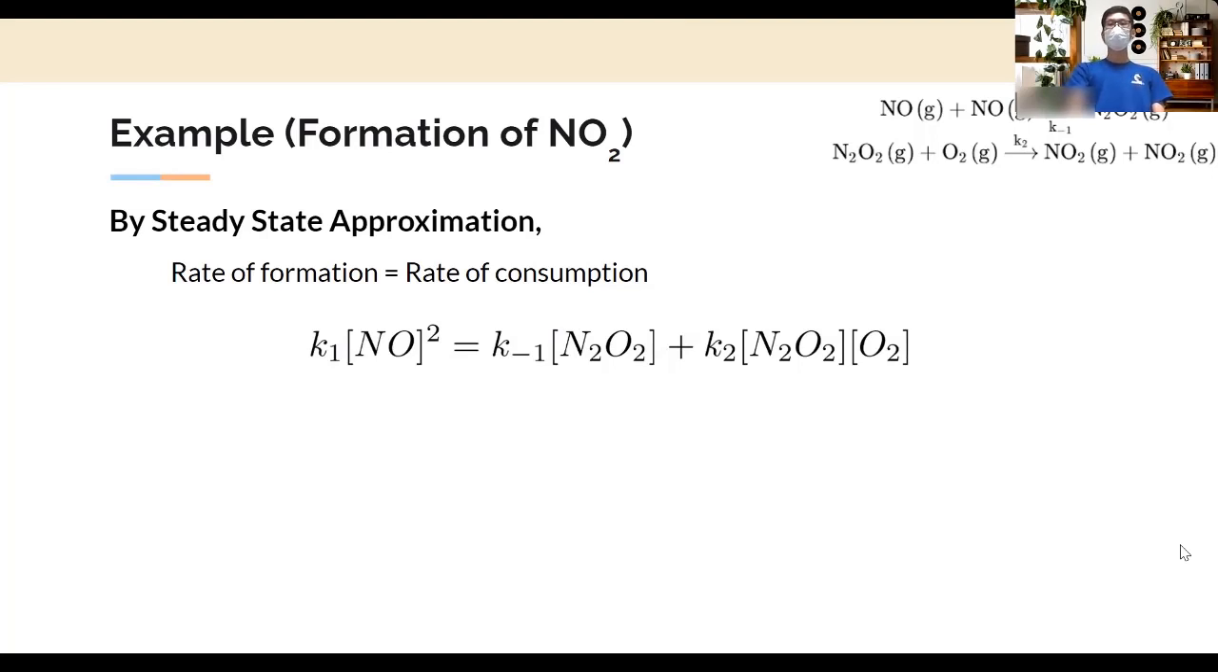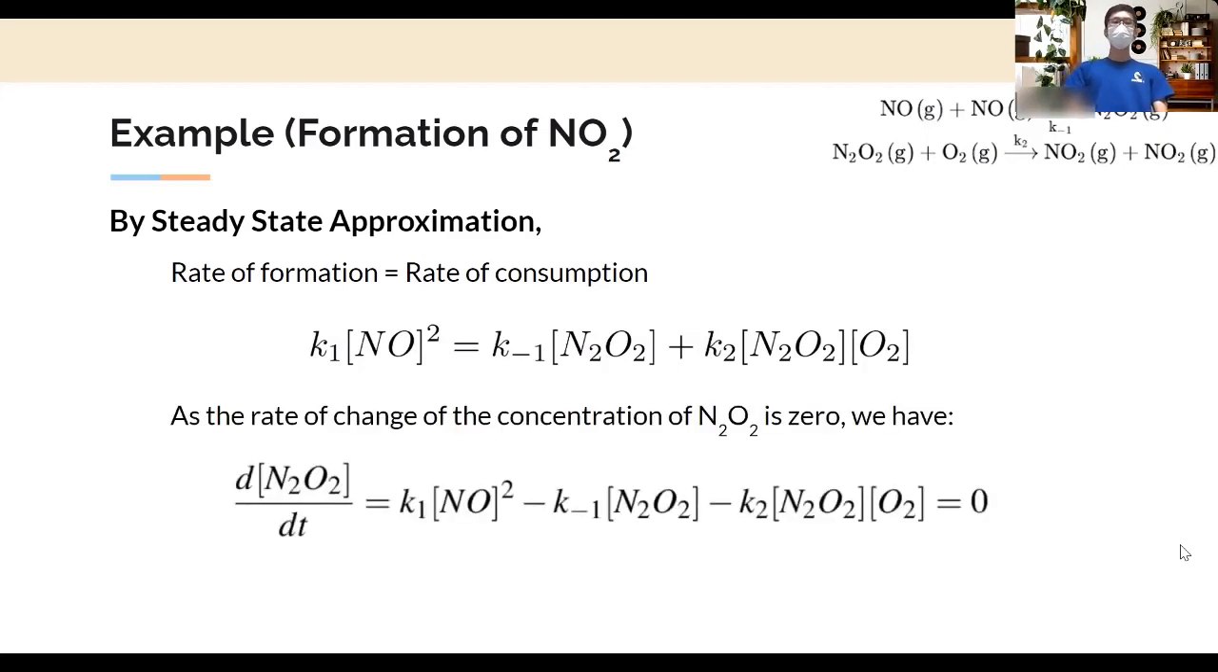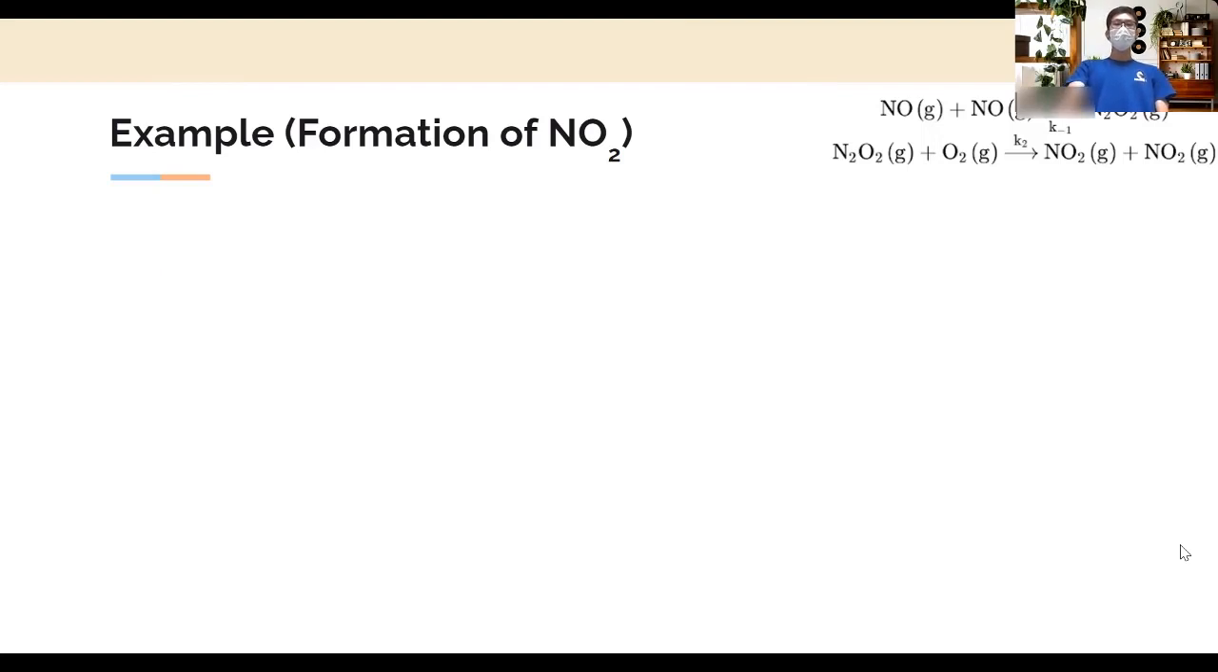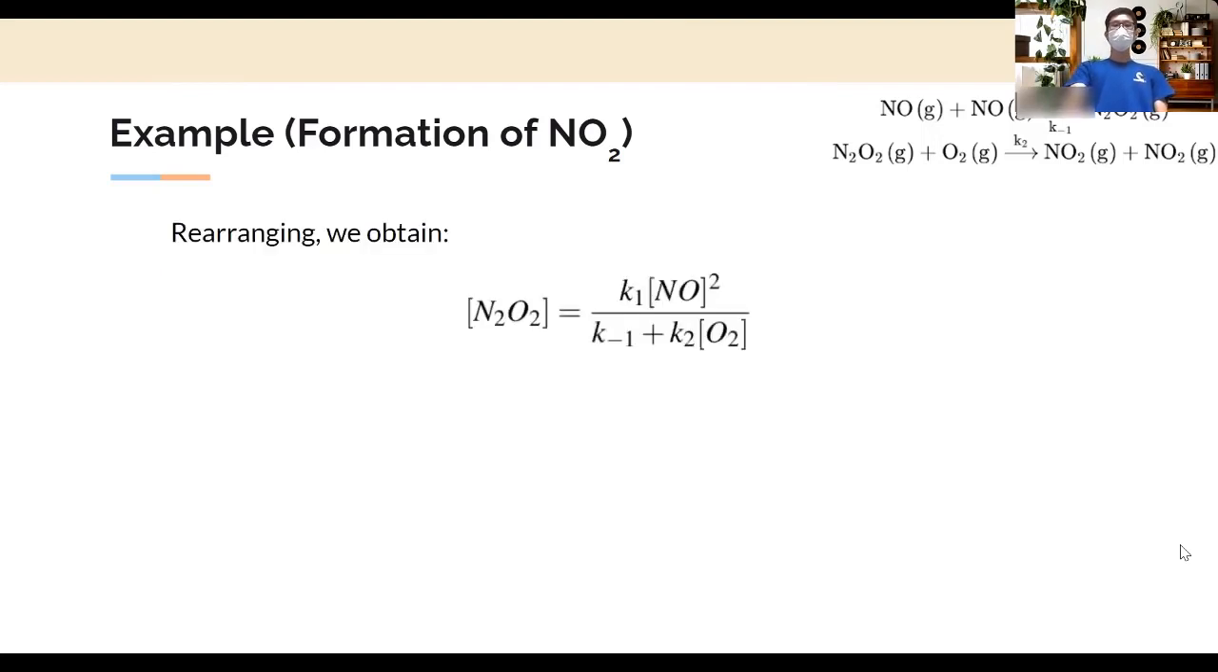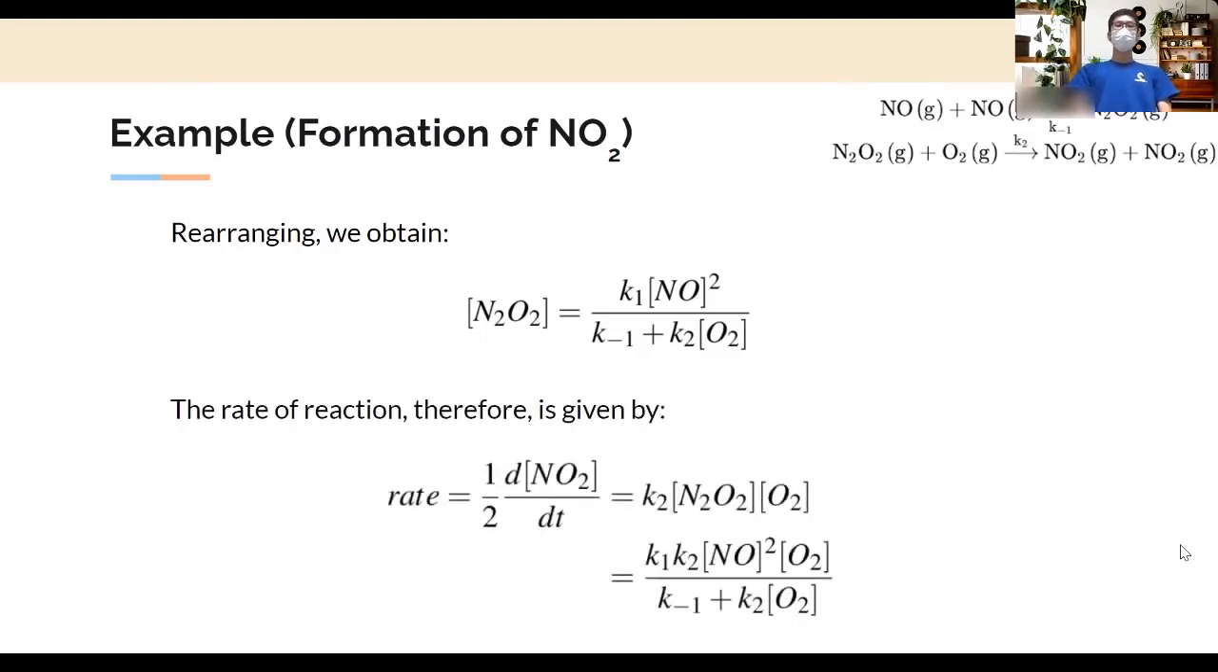And then we need to add on the second elementary step, so K2, the second rate constant, multiplied by the concentrations of N2O2 and O2. So now, because of the steady-state approximation, we know that the rate of change of the concentration of N2O2 is actually 0. So we have this expression on top equal to 0. So by rearranging this equation, we will get this equation, and then the rate of reaction is given by these expressions. So the first one is by definition.